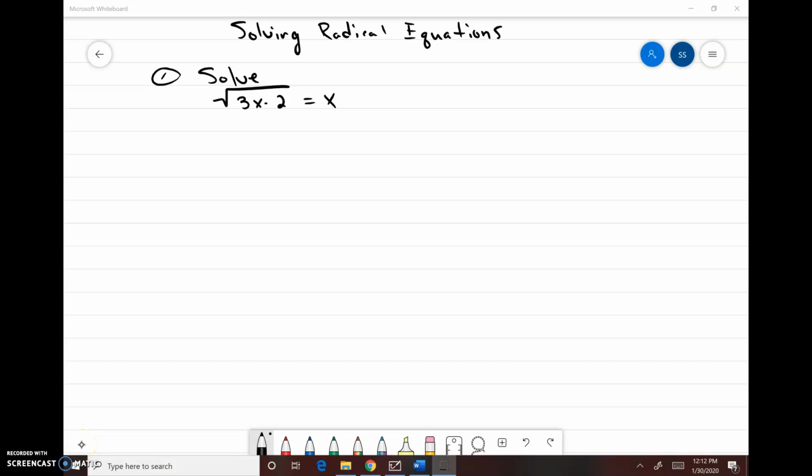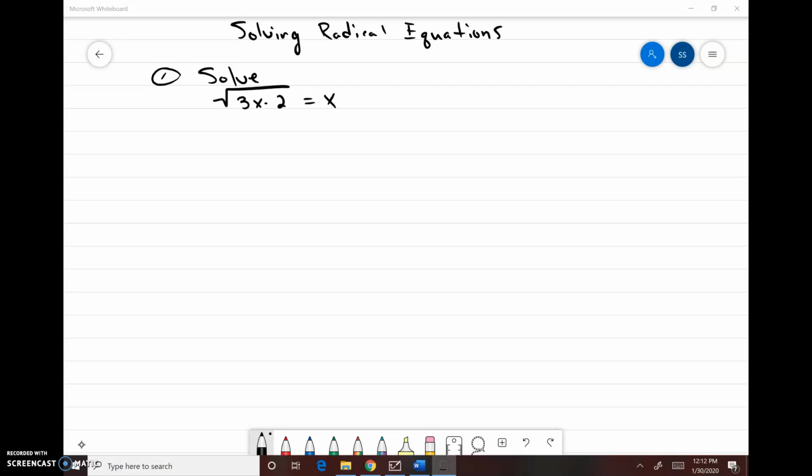Hello everyone, in this video I want us to look at solving radical equations. Again, what makes it radical is just we're going to see that square root symbol in it, and the equation again just means it's equal. So just like with solving linear equations, our goal here is we want to get that x by itself.